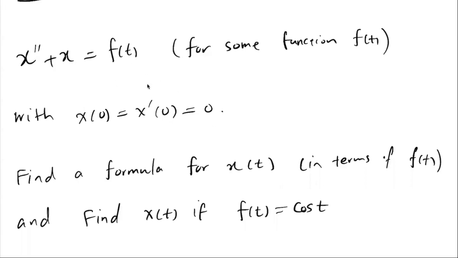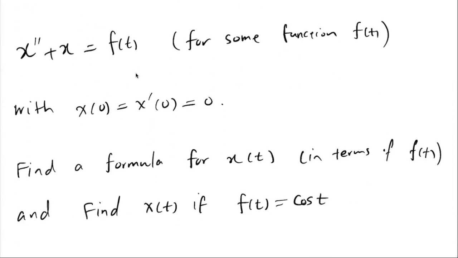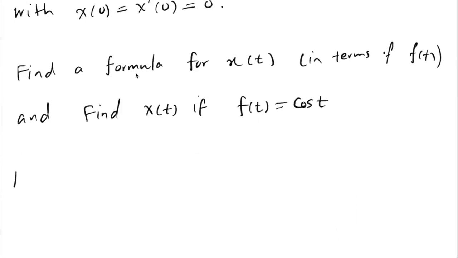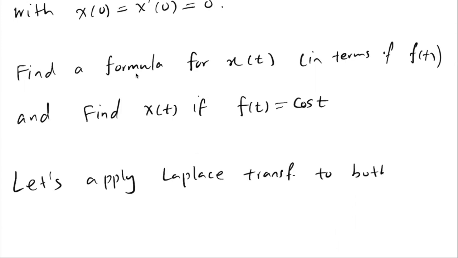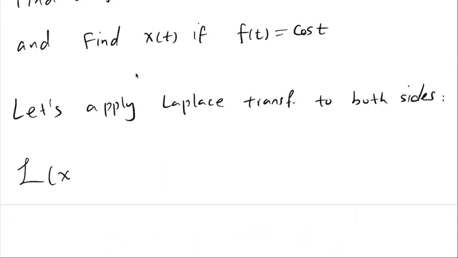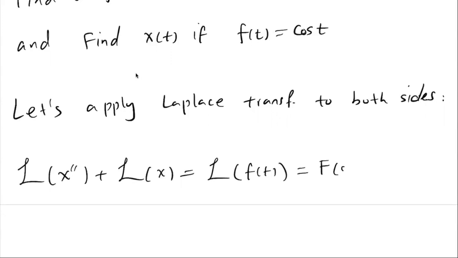So this is a non-homogeneous equation. We have seen methods to solve non-homogeneous equations before. This time we want to solve it using Laplace transform. So let's apply Laplace transform to both sides of our equation. Then what do we get? We get Laplace transform of x double prime plus Laplace transform of x equals Laplace transform of f of t, which I can call, let's say, capital F of s.